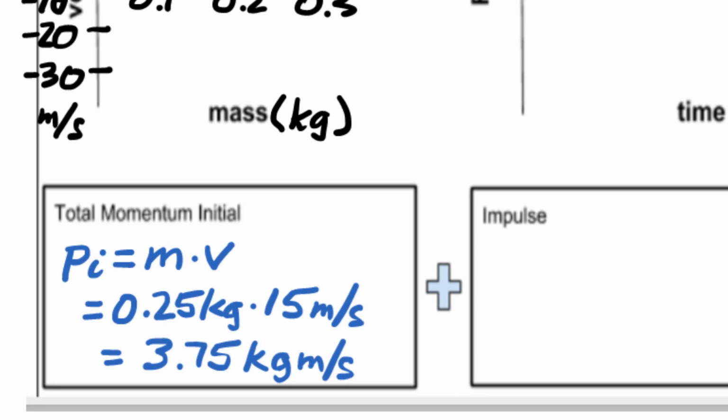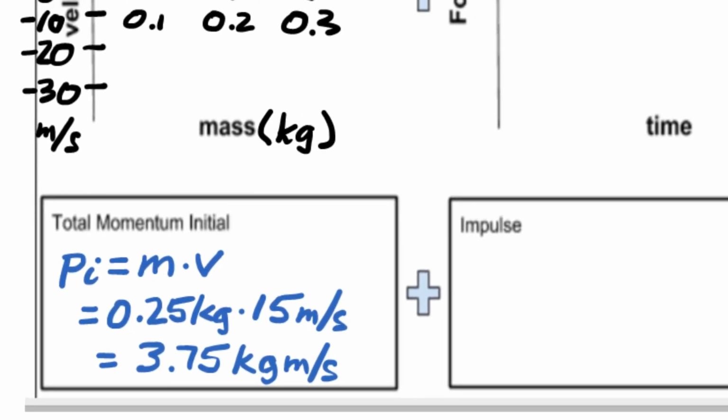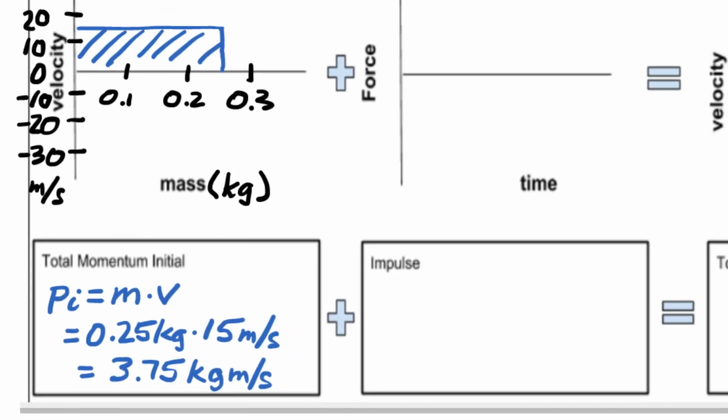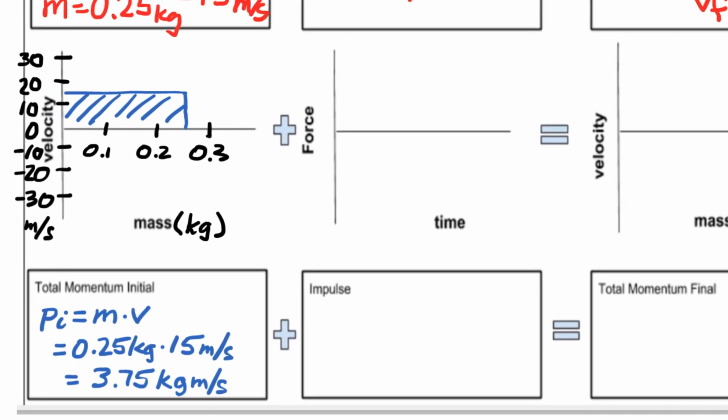I know my initial momentum is my mass times my velocity. That's equal to 0.25 kilograms times 15 meters per second. I get the final value of 3.75 kilogram meters per second. Remember, I have to multiply my units as well as multiplying my numbers.